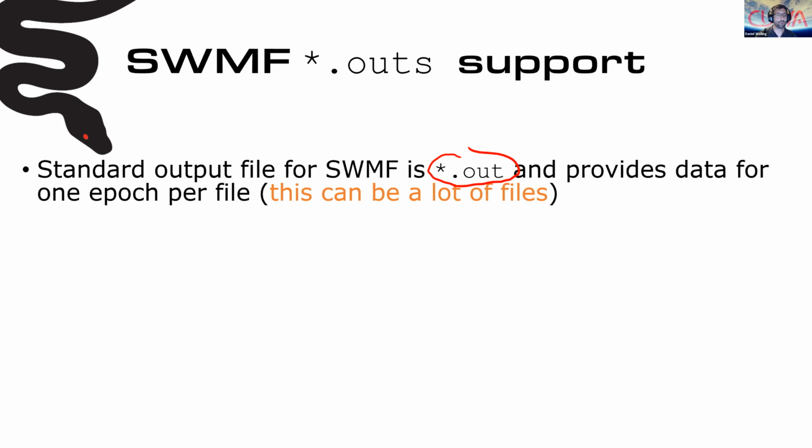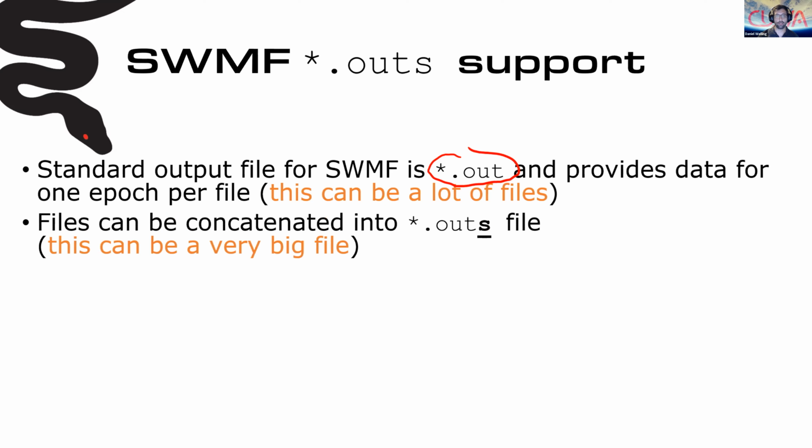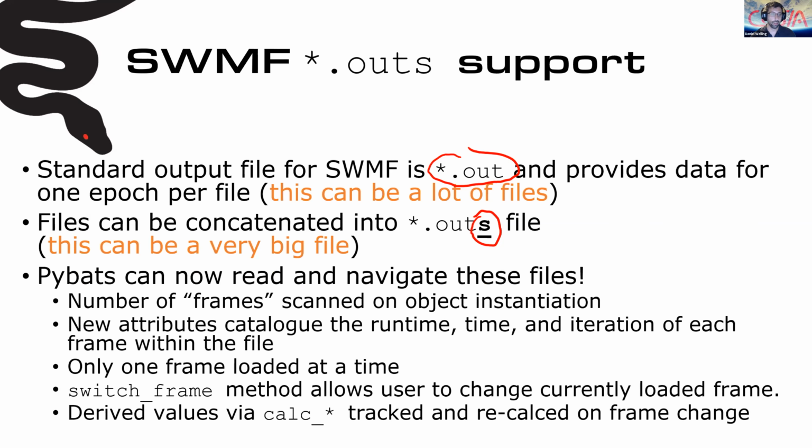The SWMF for a long time has provided post-processing tools to concatenate all of these binary files to cleverly named .outs files. Now, this is a huge convenience in some ways, but it leads to a really huge file. And SpacePy just hasn't supported this change because there are some challenges associated with it. But I'm very happy to report that now we do.